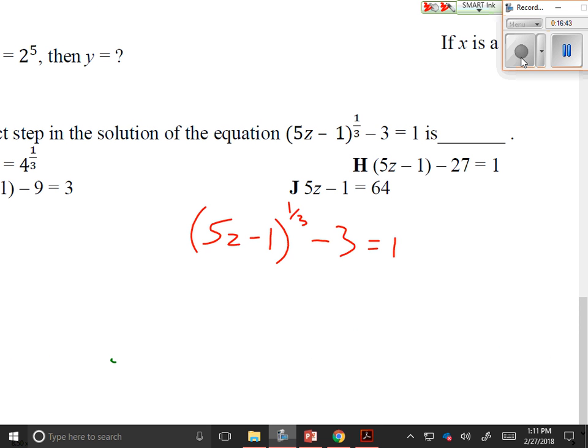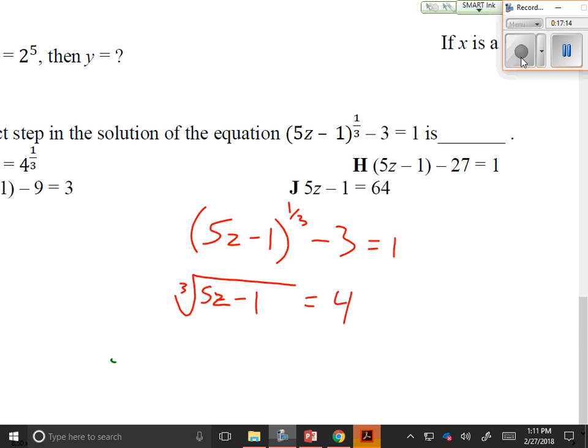As I'm working this out, the first thing I would do is what? Add 3. Whether it's written as to the 1/3 power or cube root, it's gonna act the same way. Let's write it as cube root of 5c minus 1. If we add 3, we get equal to 4. Now we can cube both sides.